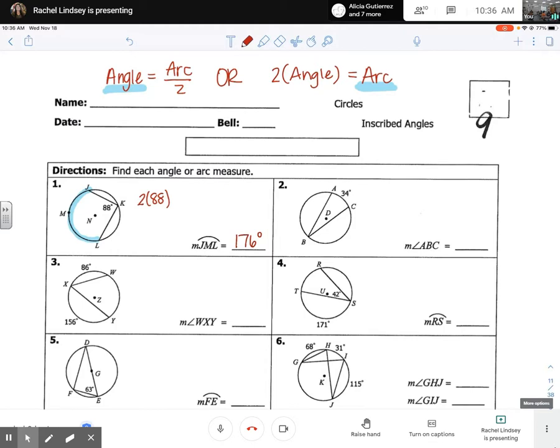Okay, so on number 2, are we given an arc or an angle? We're given an arc. We're given arc AC, and it wants us to find angle ABC. So we're finding an angle here. That means arc divided by 2 equals angle. So 34 divided by 2 is 17.